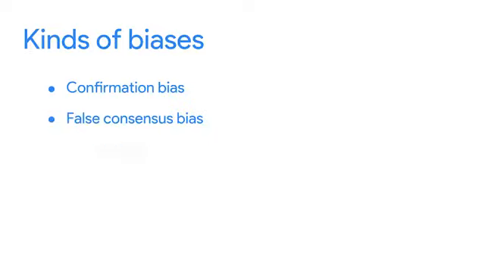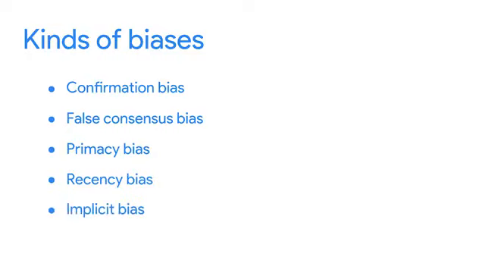Hi again! Now that you know the basics of user research, let's explore how bias can get in the way. In this video, we're going to discuss how bias specifically affects design work. We'll examine 6 kinds of biases: confirmation bias, false consensus bias, primacy bias, recency bias, implicit bias, and the sunk cost fallacy. To begin, let's define the word bias.